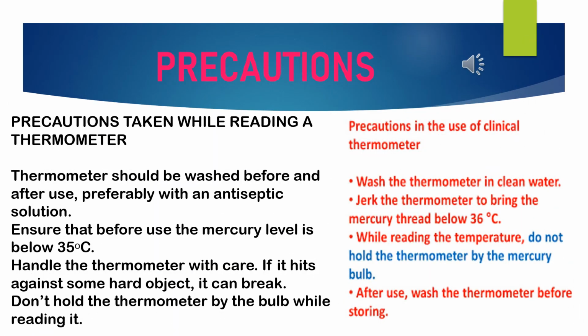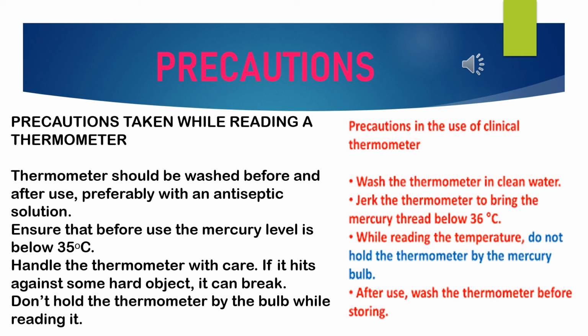Now, there are some general precautions that should be taken when we use a clinical thermometer. So, precautions taken while reading a thermometer. The thermometer should be washed before and after use, preferably with an antiseptic solution. Ensure that before use the mercury level is below 35 degrees Celsius. Handle the thermometer with care. If it hits against some hard object, it can break. Don't hold the thermometer by the bulb while reading it.